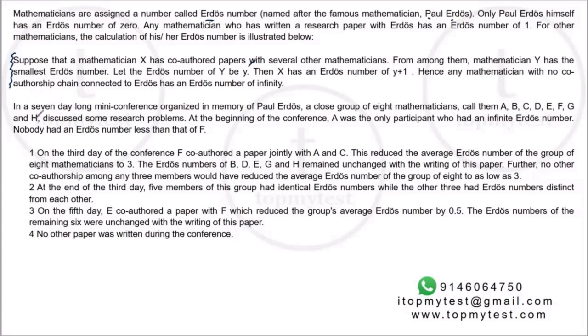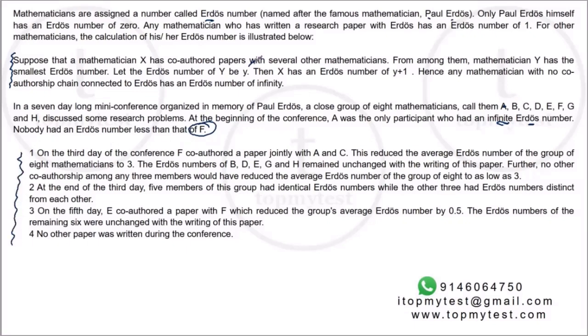And then you have some more information in a 7-day mini conference in the memory of Paul Erdos. A close group of mathematicians A, B, C, D to H discuss some research problem. At the beginning of conference, A was the only one who had an infinite Erdos number. Okay, so you can have an infinite Erdos number. Nobody had an Erdos number less than that of F. Okay, and then you have some conditions based on this.